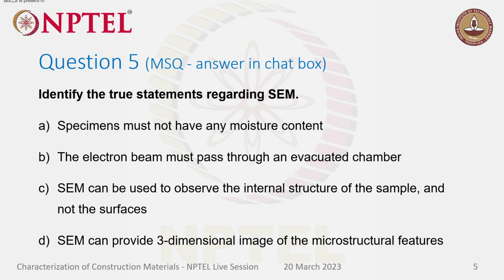First thing is specimens must not have any moisture content. Option B is the electron beam must pass through an evacuated chamber. Third is SEM can be used to observe the internal structure of the sample and not the surfaces. Option D is SEM can provide a three-dimensional image of the microstructural features. Okay, let me start the timer for a minute. Please type the answer in the chat box.